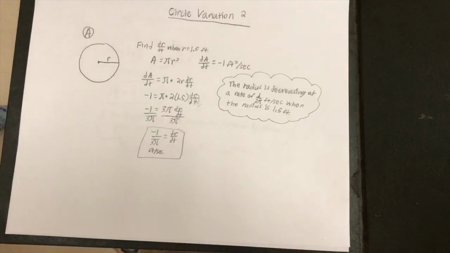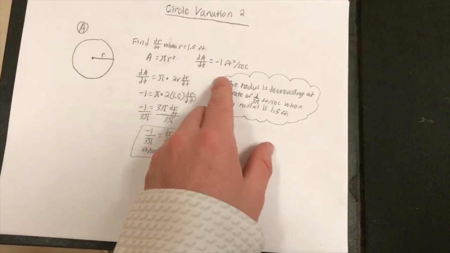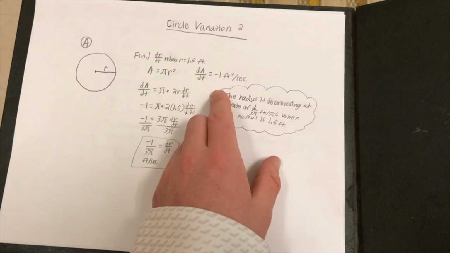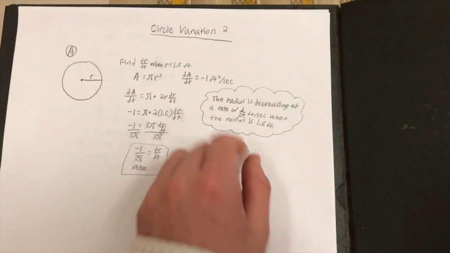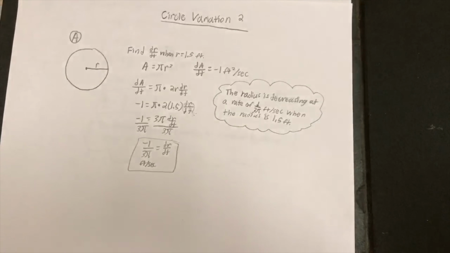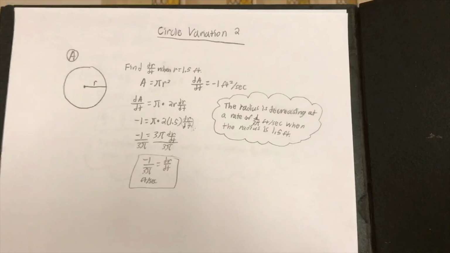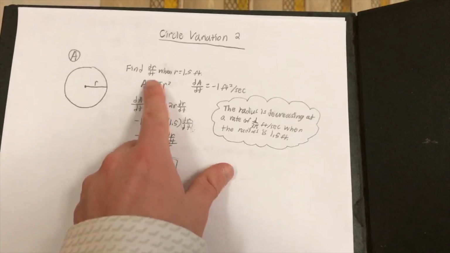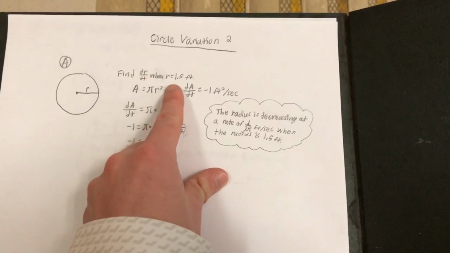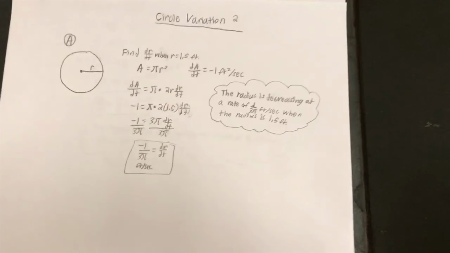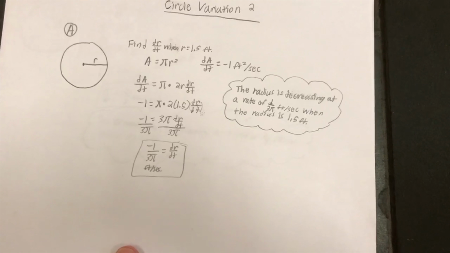So we're given a circle where we know the area is changing at a rate of negative 1 feet squared per second. So the circle is getting smaller at 1 feet squared per second. However, what we are asked to find is the rate at which the radius is changing when r is equal to 1.5 feet. So we know that the area of a circle is pi r squared.